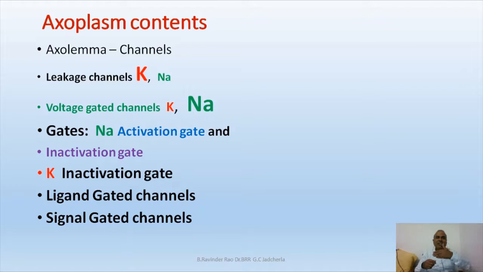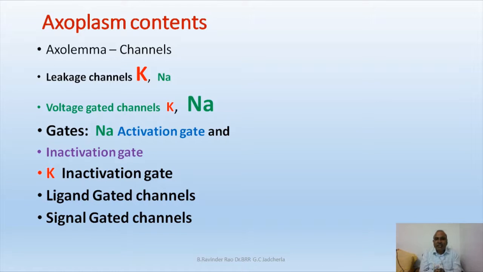Only the activation gate is there, there is no inactivation gate. In this sense also, sodium permeability is restricted, potassium permeability is not very well restricted. Friends, we have learned two types of channels in axolemma: leakage channels and voltage-gated channels.